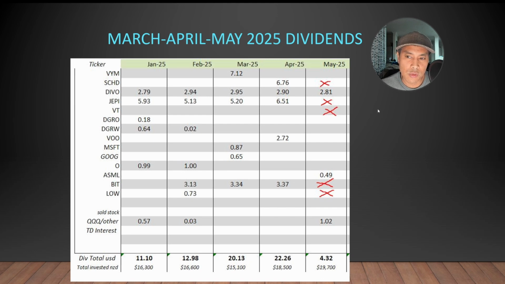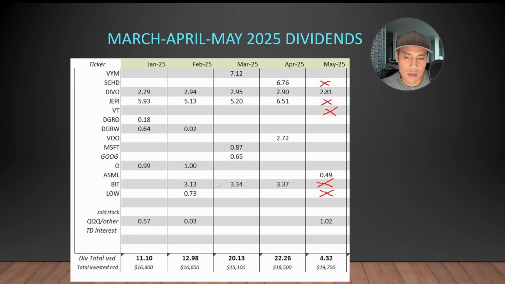Moving on to May, which is last month, we can see here that it's got a bit of a cross, and that is because I've moved out of SCHD, so I do not get any more dividends from that. Devo is still there, which paid me $2.81, but I will be selling out of that as well.